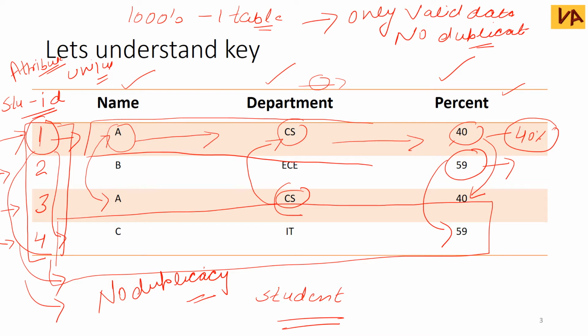Similarly, if we say that I want to fetch the data of a person who has student ID number 3, then only this data will come. So by making an attribute very unique, or you can say a primary key, by making a key, you can identify a table in a unique way.